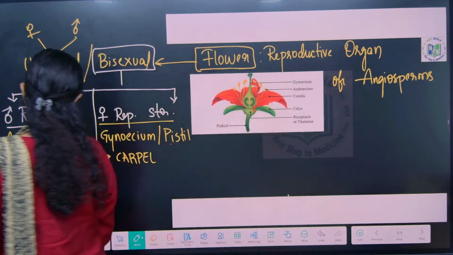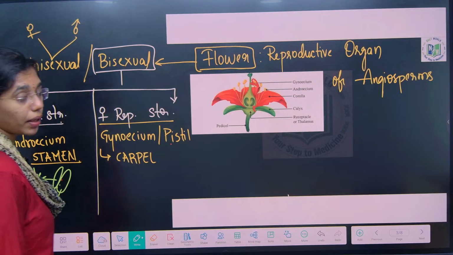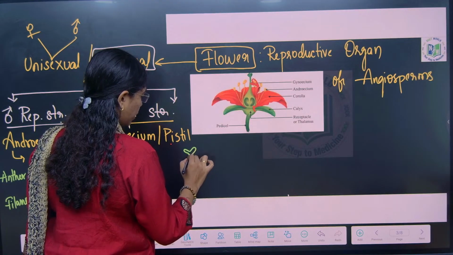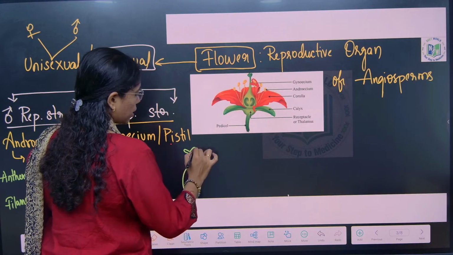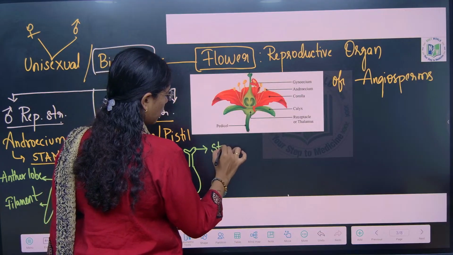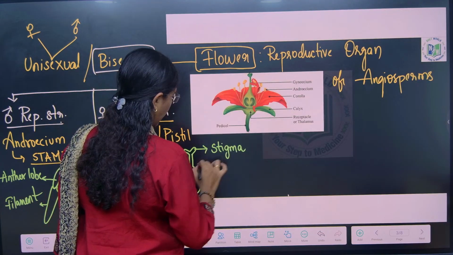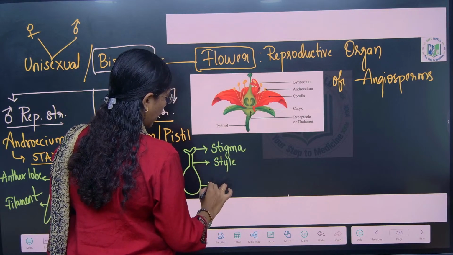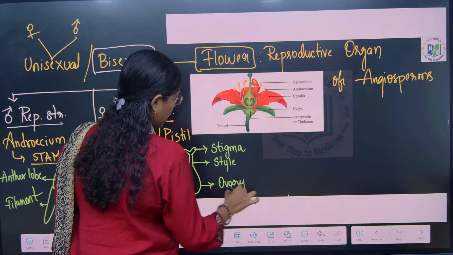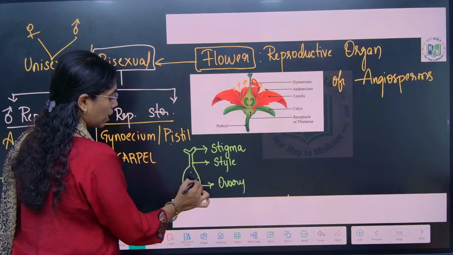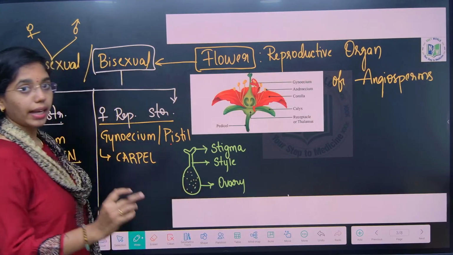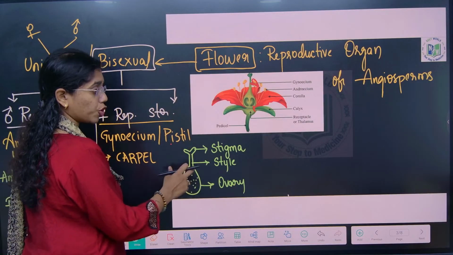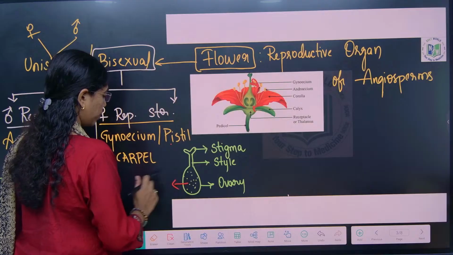This is about stamen. Now, if you consider a single carpel, you observe here there are three components of carpel. This is known as stigma and this is style, stigma, style and ovary. Inside ovary what is present? Placenta. Like how in a mother's womb placenta is present, same inside the ovary. This is the basal bulged portion. Inside the ovary you will be having placenta.